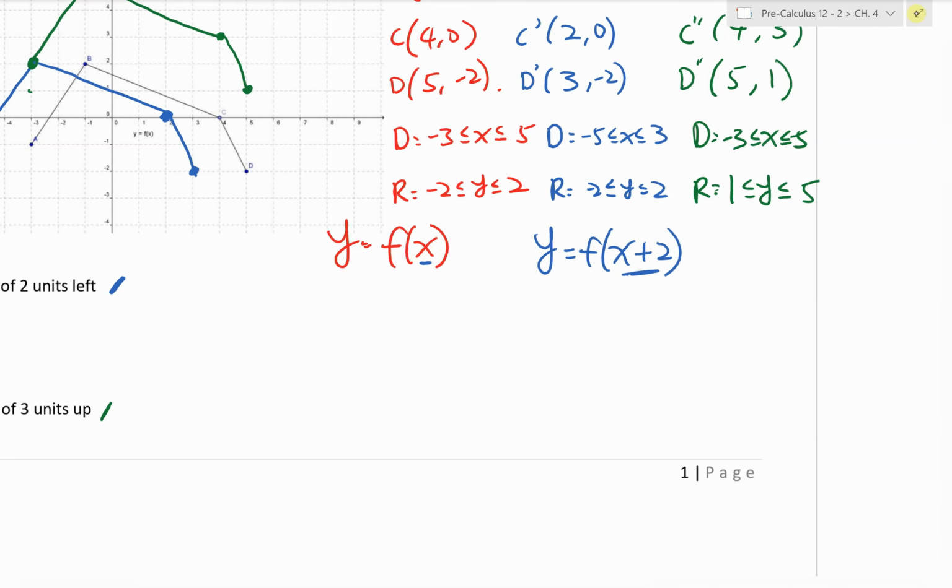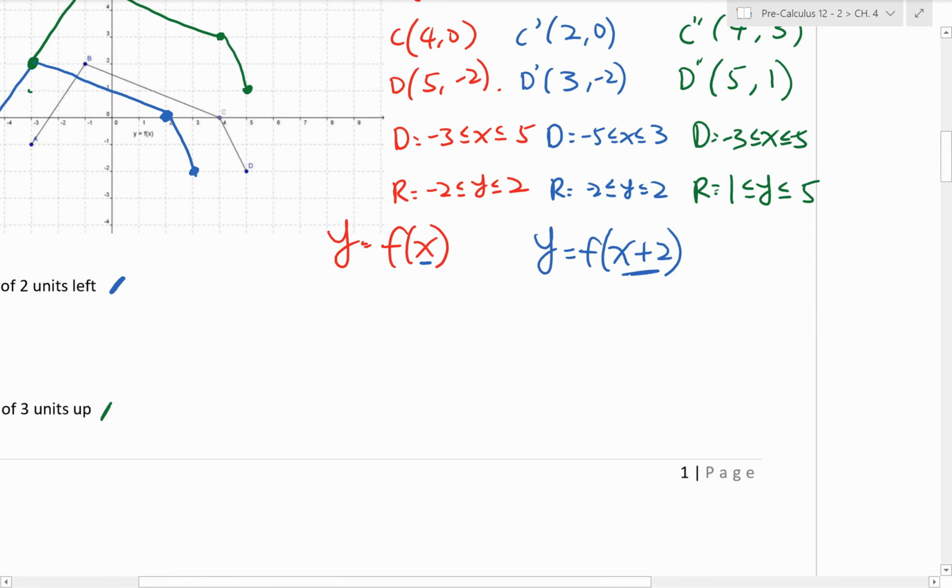If I'm moving right, let's say moving 2 units to the right, then instead of f of x plus 2, it's going to be f of x minus 2. Okay, then it will be f of x minus 2. So be careful. That's one part that students often get tricked on.